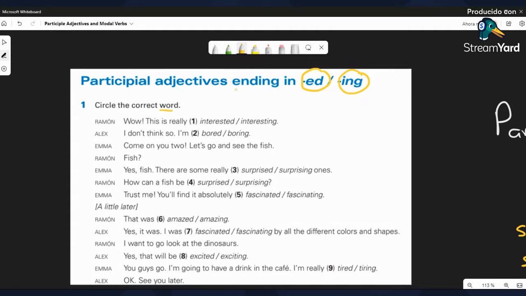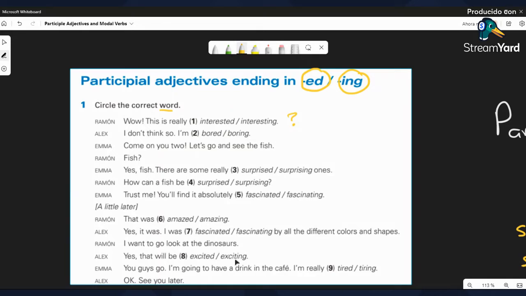Ramon, Alex, and Emma are having a conversation. Ramon says, wow, this is really interested or interesting. What do you think is the correct answer here? I'm going to give you a few seconds for you to answer. You can send the comments over there. Wow, this is really interested or interesting. What is the correct answer?